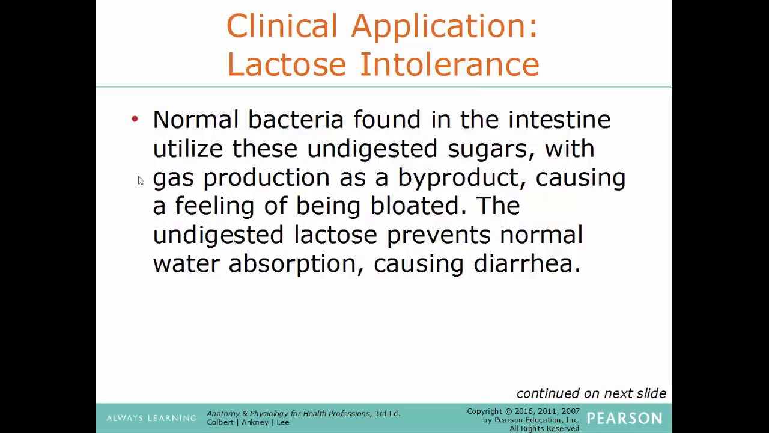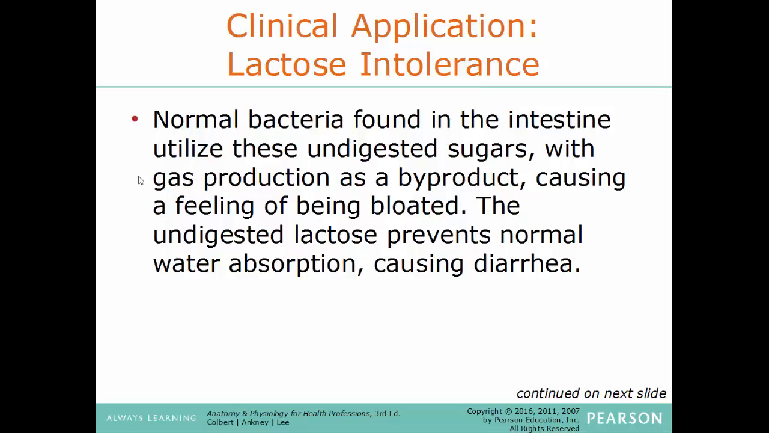Normal bacteria found in the intestines will use these undigested sugars, and as they do so, will produce gas as a byproduct, causing a very, very uncomfortable feeling of being bloated. And the undigested lactose will prevent normal water absorption, which will cause diarrhea. So those people who are lactose intolerant, if they do eat dairy or milk products, this is why you get gassy, it's why you get bloated, it's why you get diarrhea.